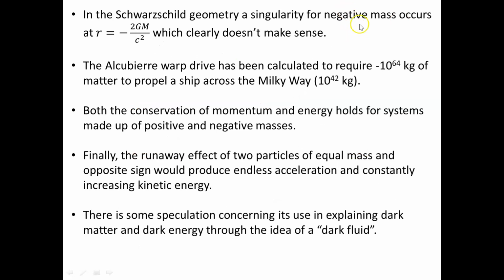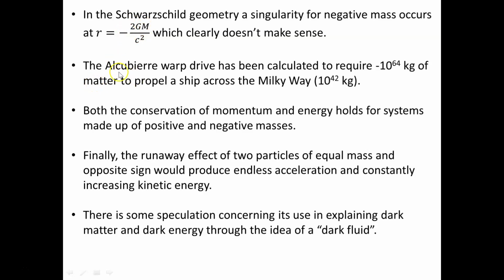Next bit, in the Schwarzschild geometry, a singularity for negative mass occurs at r equals minus 2GM on c squared, which clearly doesn't make much sense. So there are some problems with this negative mass. An event horizon in a Schwarzschild geometry should occur at plus 2GM on c squared, which it does. But with negative mass, that would have a negative value. So r would be a negative quantity, which doesn't make sense.